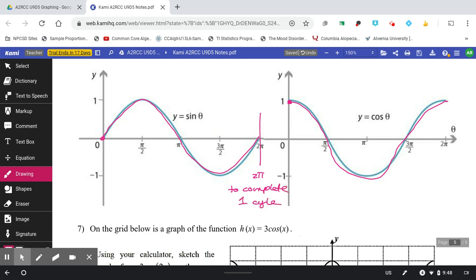Notice that it took an interval of 2 pi to complete one cycle. And the same thing for cosine. In order to complete one cycle, it took 2 pi. That is the interval. That is what is called the period. The interval to complete one full cycle.